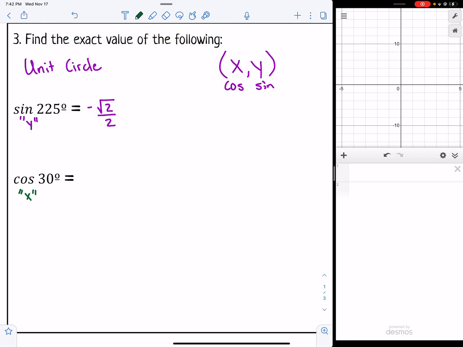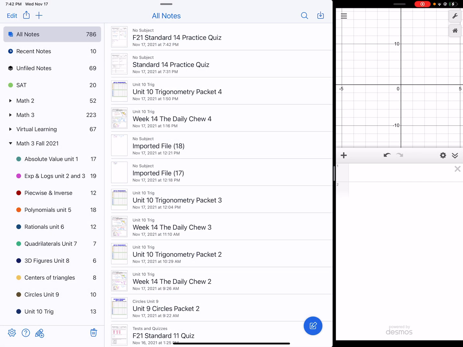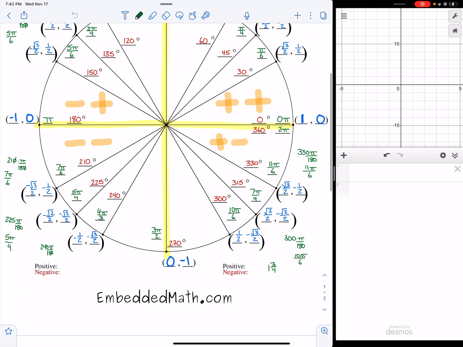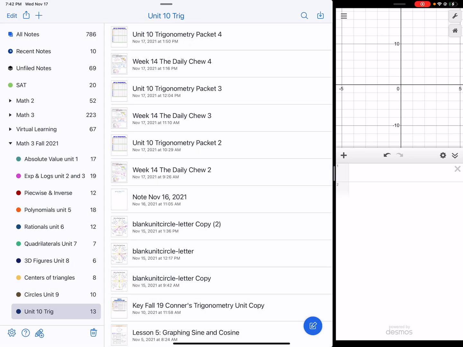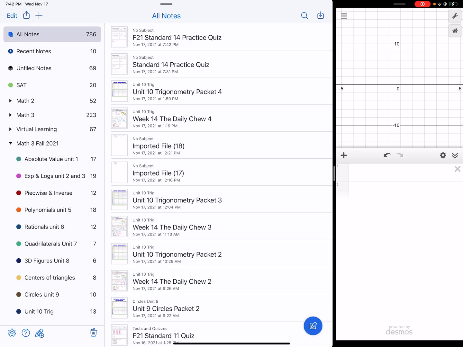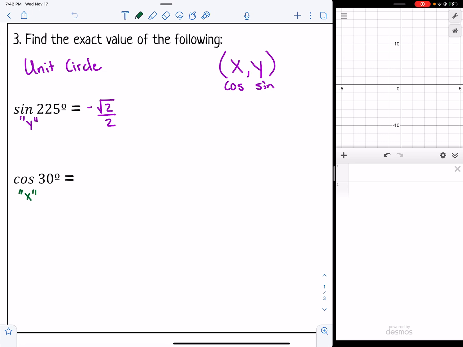at 30 degrees. So if I go over here to cosine of 30 degrees, that's the x value. I find 30 degrees and I can find the x value of that coordinate, which is the square root of 3 over 2. Square root of 3 over 2 is all I need. So square root of 3 over 2.